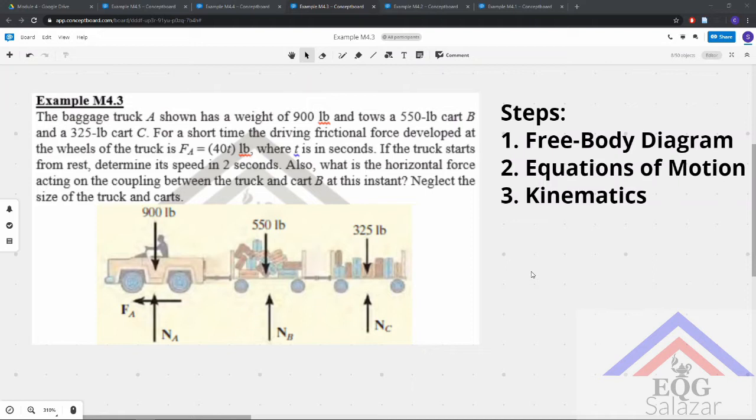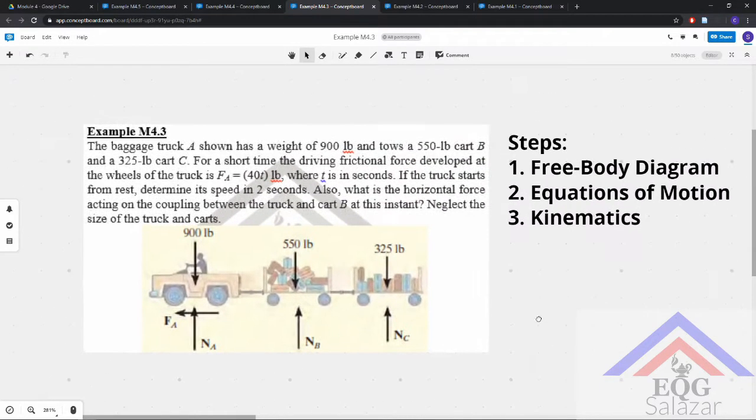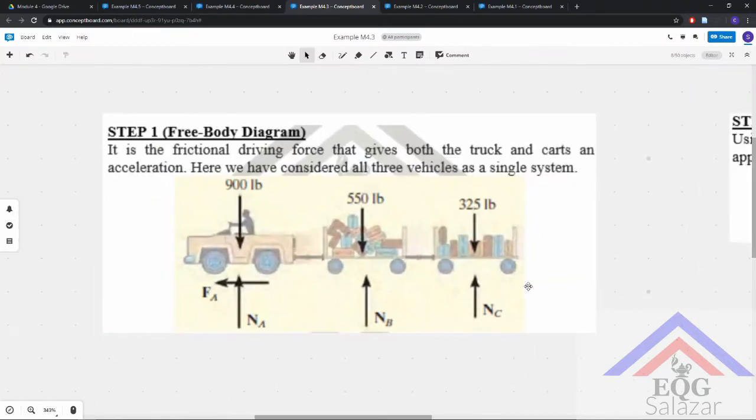From that free body diagram, use the equations of motion, and then since we are supposed to look for the speed, we have to apply the kinematic equations. But as said in the module, you can idealize a system of particles as one single particle when you apply the equations of motion. So we draw out the free body diagram, which has already been drawn out here. And it is the frictional driving force that gives both the truck and carts an acceleration. Here we have considered all three vehicles as a single system.